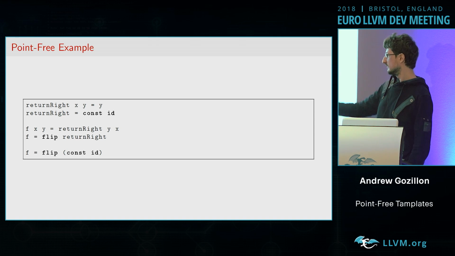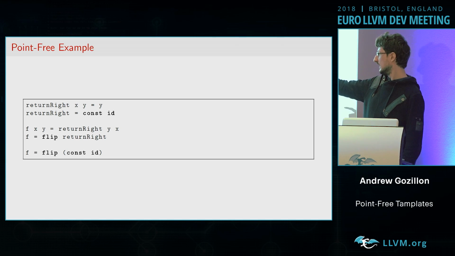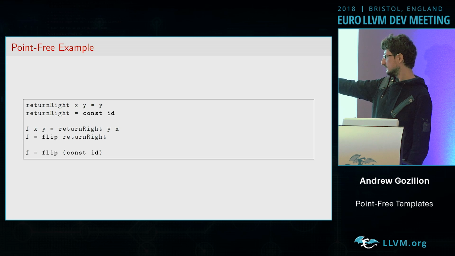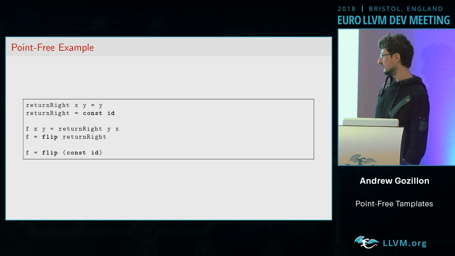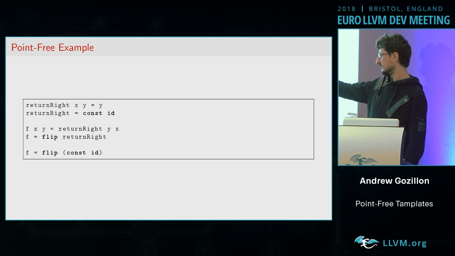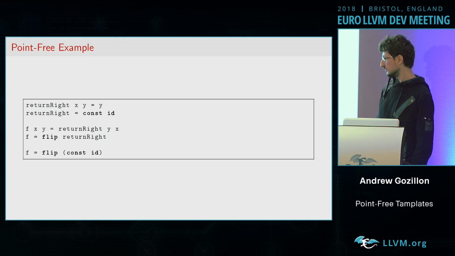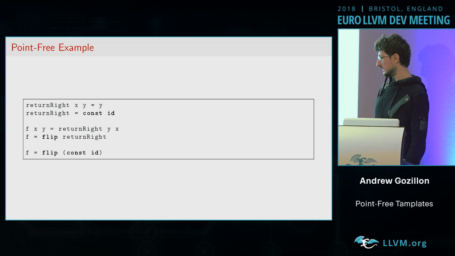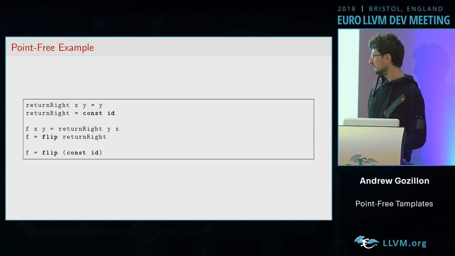Below that is another example, which flips the x and the y of the function and applies return right to it. The point-free version of that is the combinator flip applied to return right, which simplifies down to f equals flip const id. That is basically return right expanded into the point-free version.